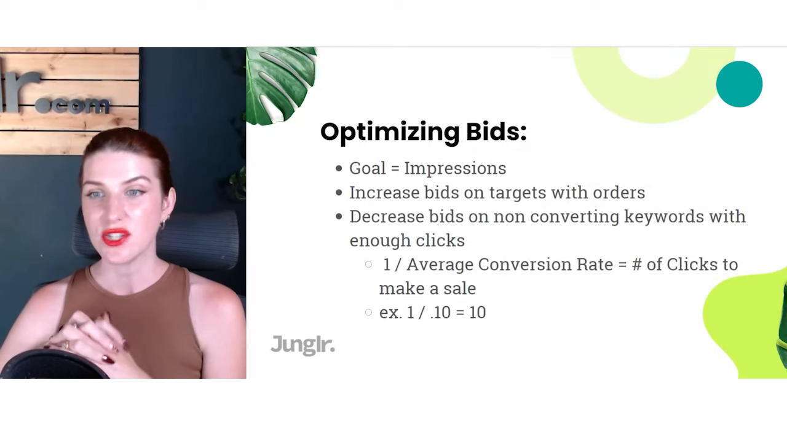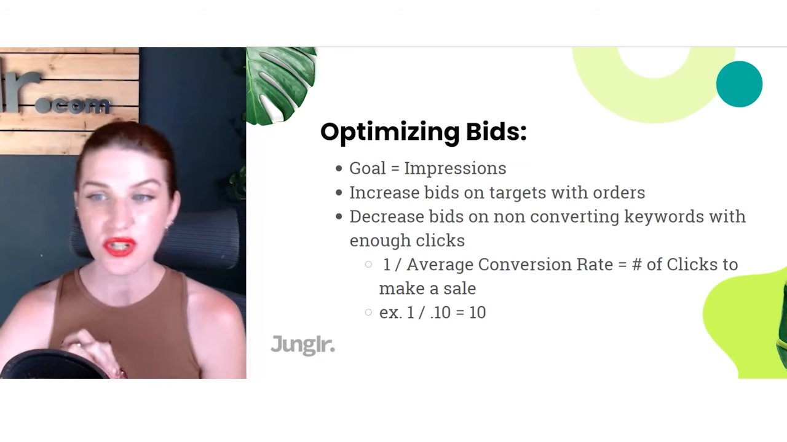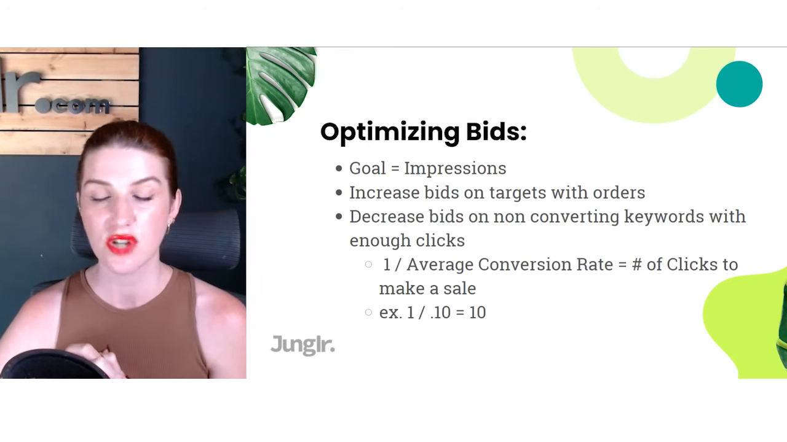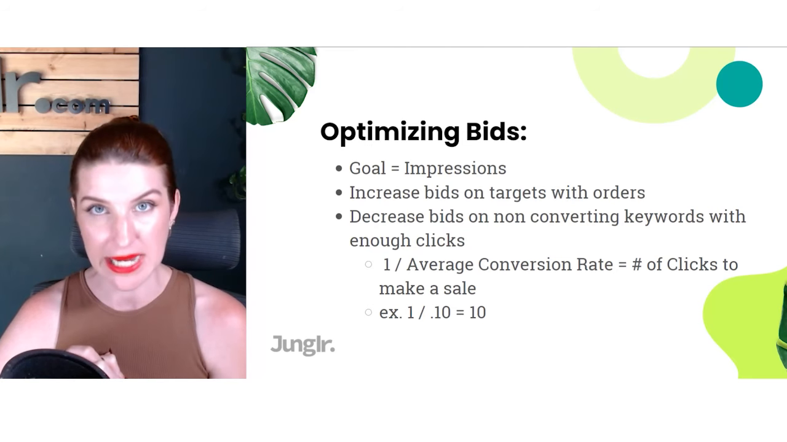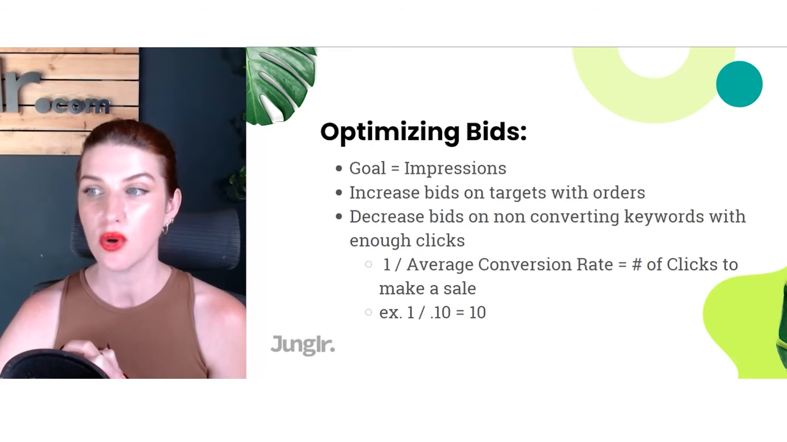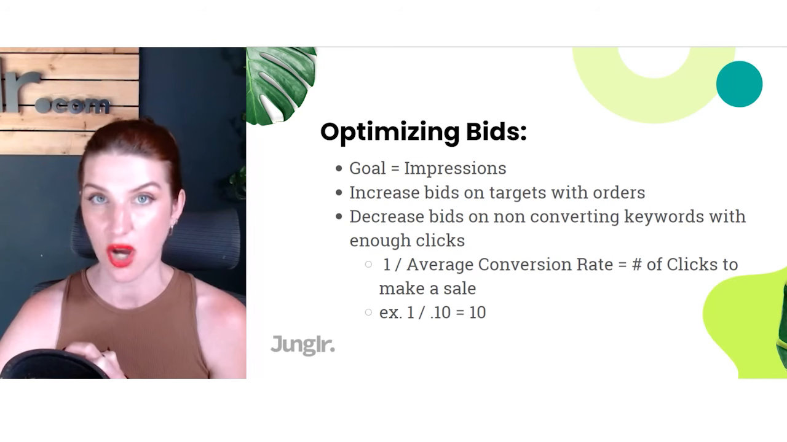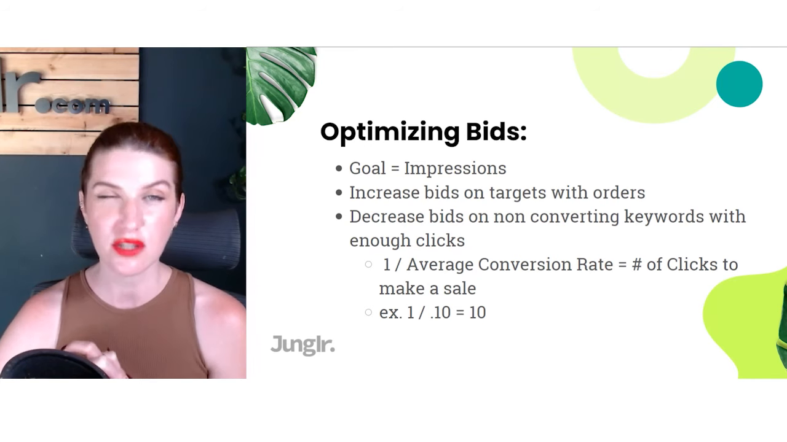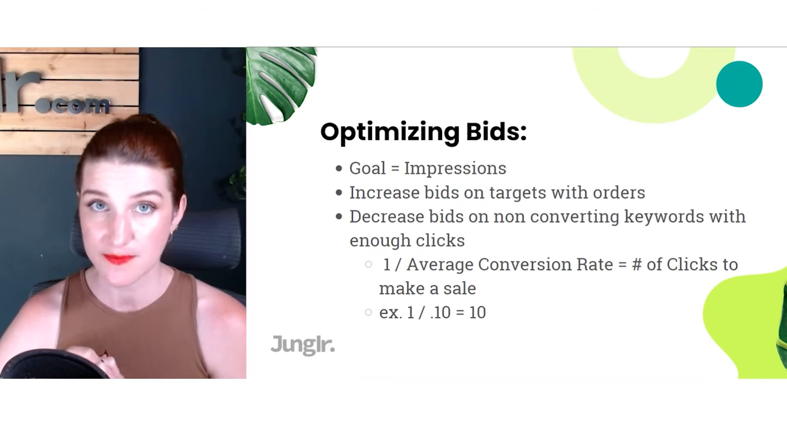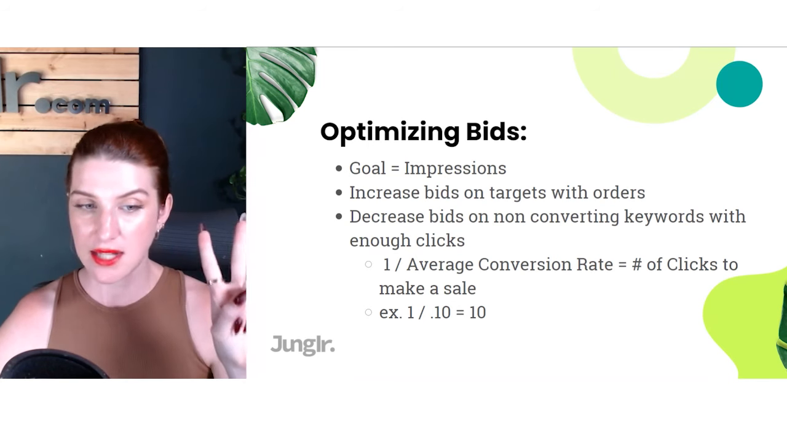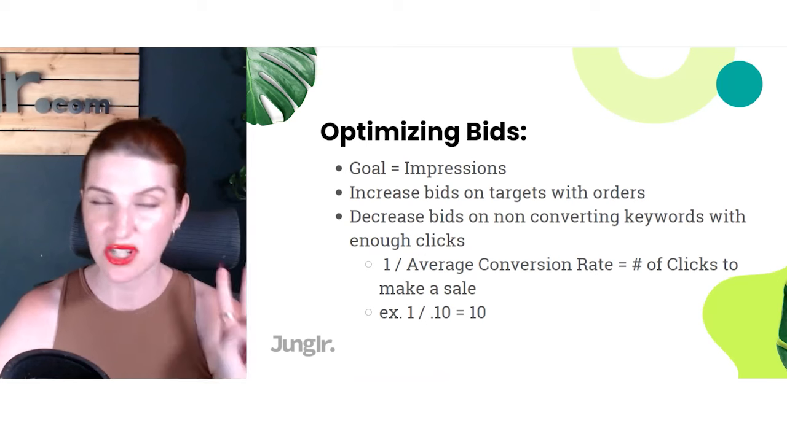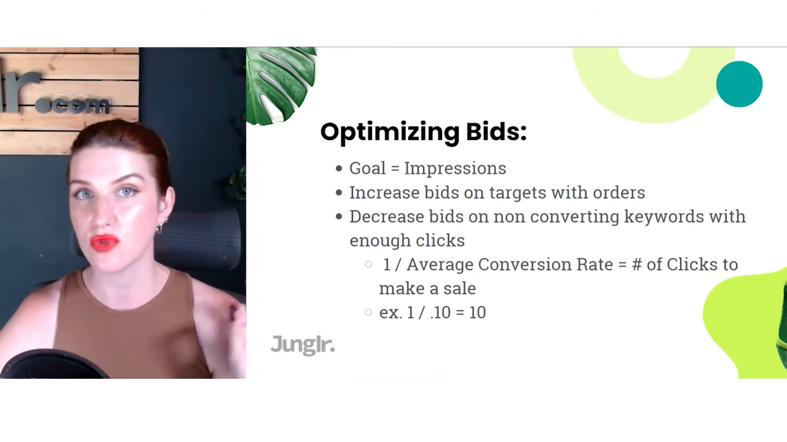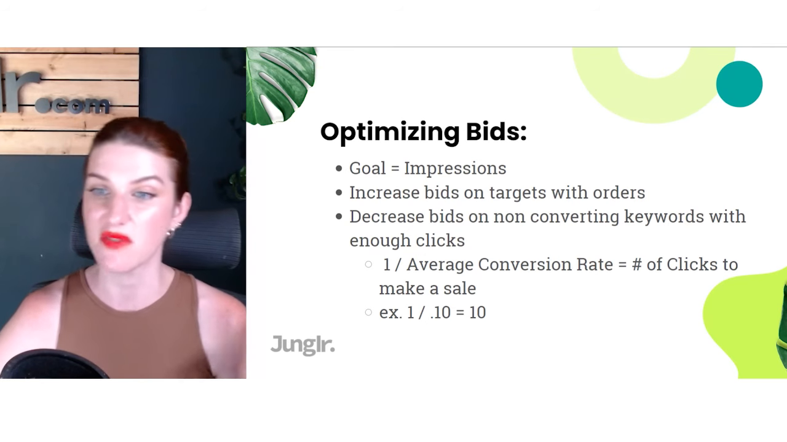All right, optimizing your bids. On launch, your goal is not profitability. If you start a product launch with the goal of profitability in mind from day one, you are not going to run a good launch. Your goal in the beginning is to get impressions and also clicks on these keywords. How much you pay for those clicks and how many clicks on average it takes you to convert, which is your conversion rate, is going to determine your actual keyword performance in terms of ACoS.